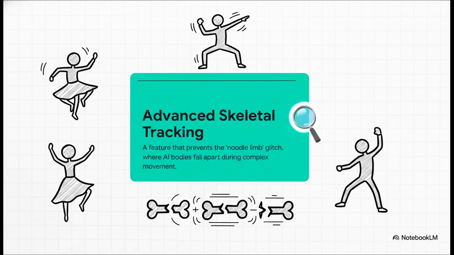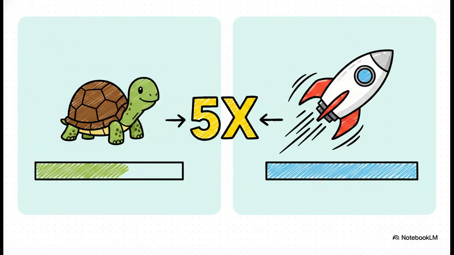It uses this really sophisticated system to map and track a character's skeleton, which finally solves that classic AI animation problem, the noodle limb glitch. This makes it amazing at animating complex movements like dancing or martial arts without the characters just falling apart. And on top of that, it is lightning fast. We did a side-by-side test, and it was 5 times faster than Wan. For creators who need to test a ton of ideas quickly, that kind of speed is a massive, massive advantage.